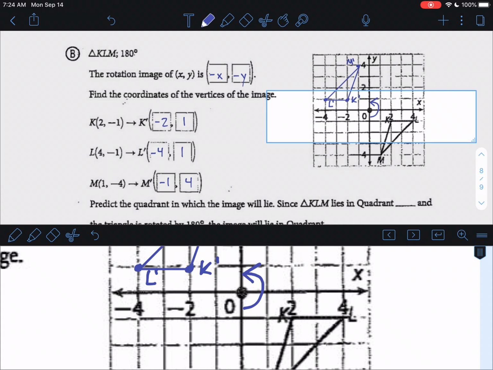Oh, these coordinates that we have, like prime, so K prime, L prime, and M prime. Sometimes if we have two transformations, like a rotation and then a reflection, or a rotation and then a translation, you'll see M double prime or K double prime. If you see two apostrophes, that means it was transformed twice.